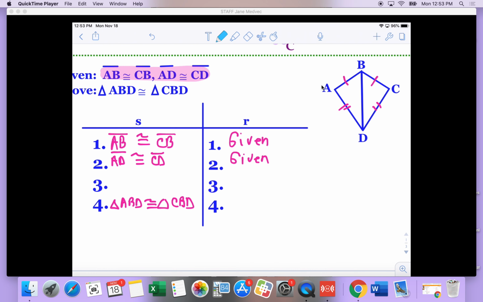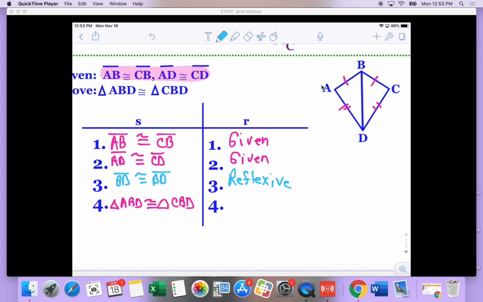So how do you think I name that? What's the name of the third side? Yes, BD. So I'm going to write BD of the one triangle is congruent to BD of the other triangle. And if I have BD is congruent to BD, what was the reasoning on that? Do you remember from your proofs? Reflexive. Very good. Remember, it was like a reflection looking at itself in the mirror.